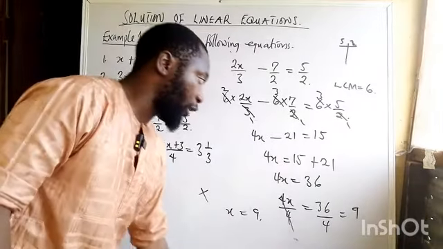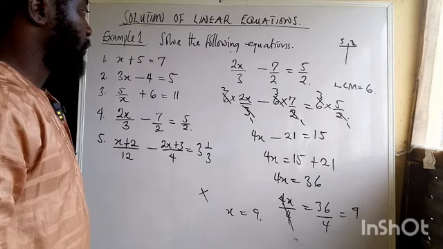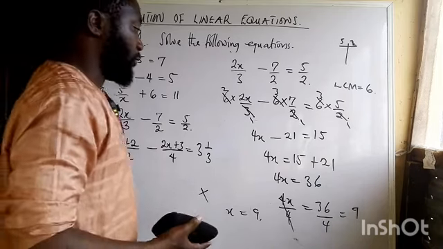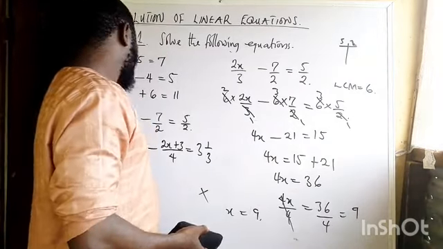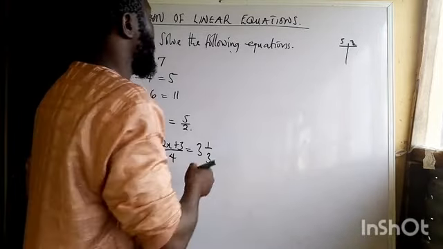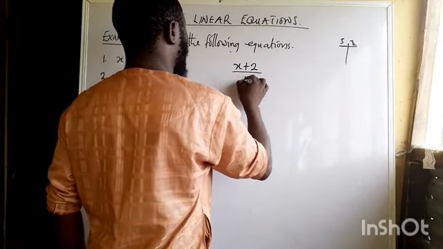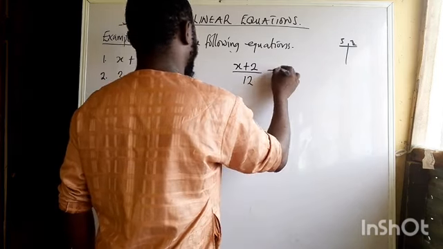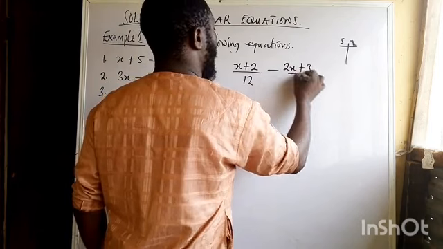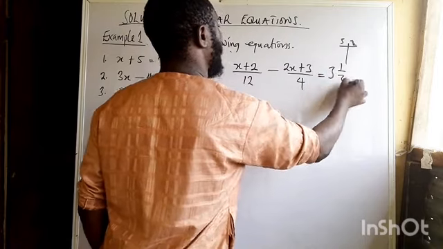Now, the last question here is also in fraction, though different from question number 4. Let's see how to solve this also. (x + 2)/12 - (2x + 3)/4 = 3 1/3.